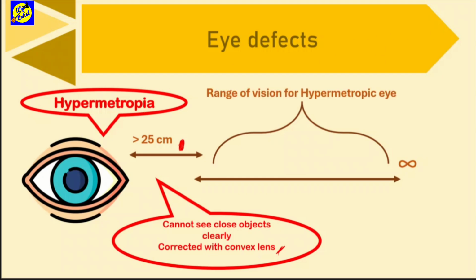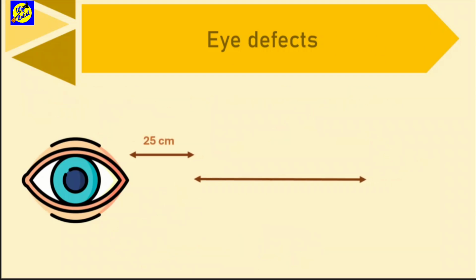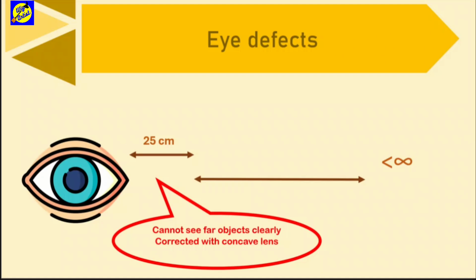Hypermetropic eye means the eye suffering from hypermetropia. On the contrary, if the range becomes less than infinity, the eye cannot see objects very far away clearly. And this defect is corrected with a concave lens.